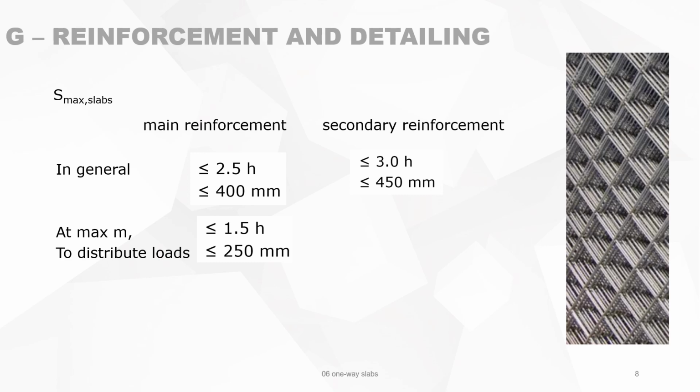The secondary reinforcement spacing is always smaller than 3 times the depth of the slab and smaller than 450 millimeters. And at the maximum bending moment for the secondary reinforcement, it should be smaller than 2.5 times the depth and smaller than 400 millimeters. The 400 millimeters is coming from the size of your foot. So if you take bigger distances between two consecutive rebars, you have the danger of hurting your feet.